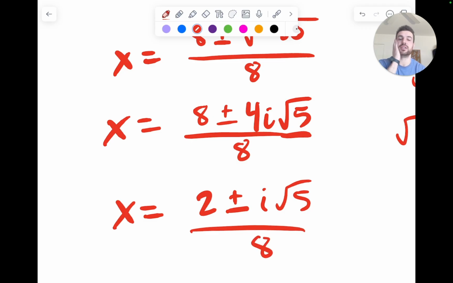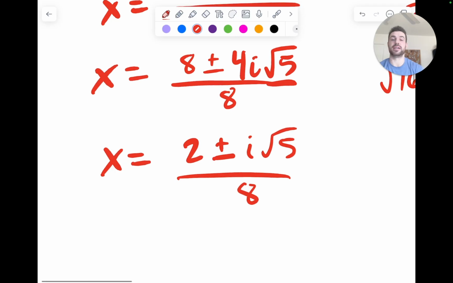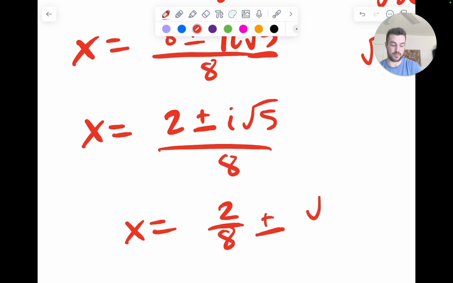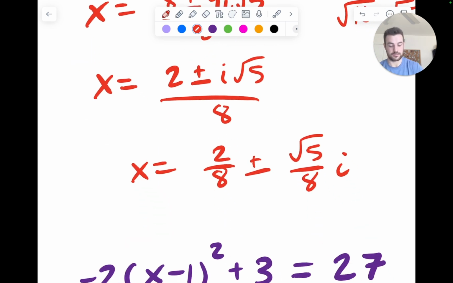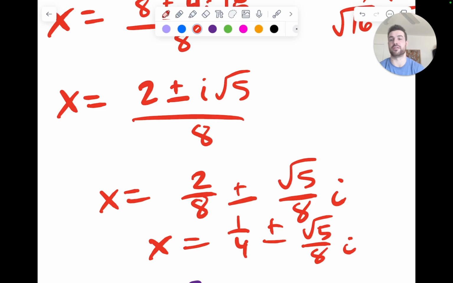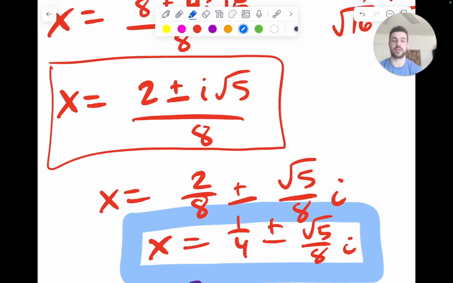Now, because we are dealing with complex solutions, some people like to see our solutions split up into a plus bi form, which would look like this. 2 over 8, which can be simplified, and this will simplify to 1 over 4 plus or minus root 5 over 8 i. That is a fully simplified version. For now, I'm okay with you leaving your solution like this, but this is the simplest form that typically we are going to want to evaluate our solutions to. Okay? So there is our imaginary solution.